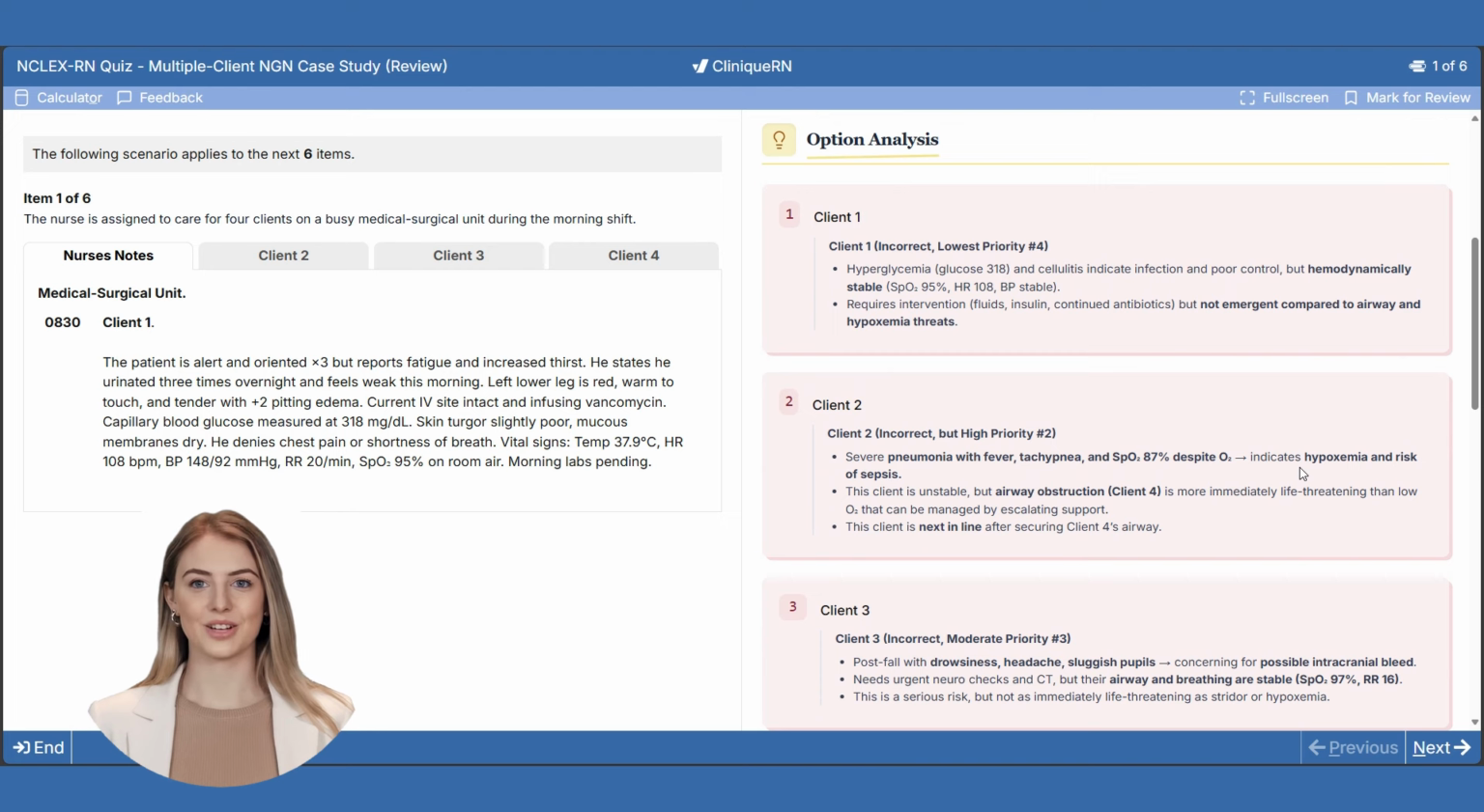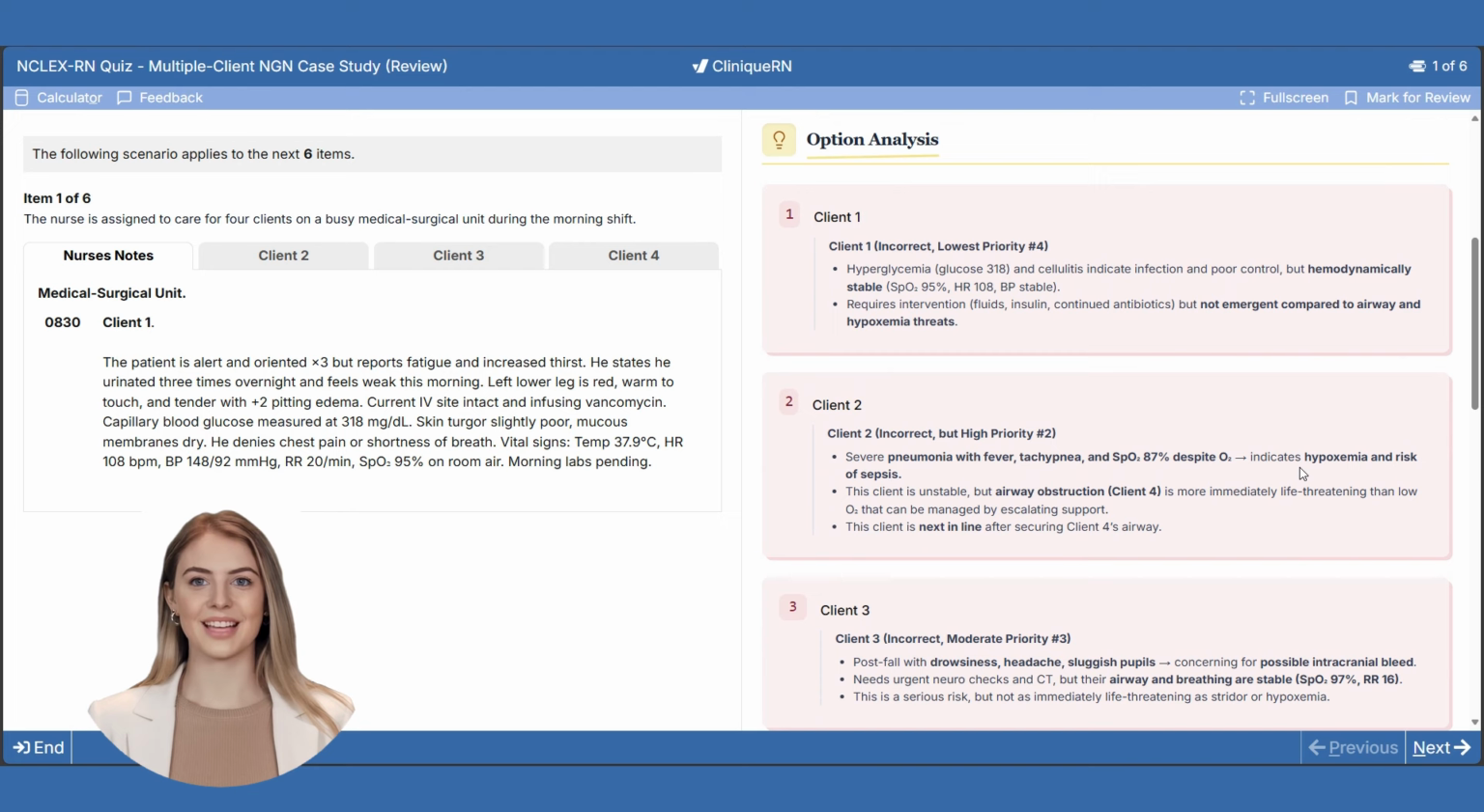Client 2, incorrect but high priority. Severe pneumonia with fever, tachypnea, and 87% peripheral capillary oxygen saturation despite oxygen, indicating hypoxemia and risk of sepsis. This client is unstable, but airway obstruction, Client 4, is more immediately life-threatening than low oxygen that can be managed by escalating support. This client is next in line after securing Client 4's airway.